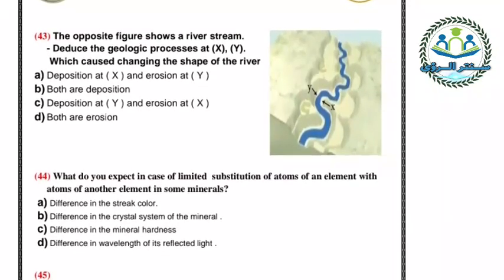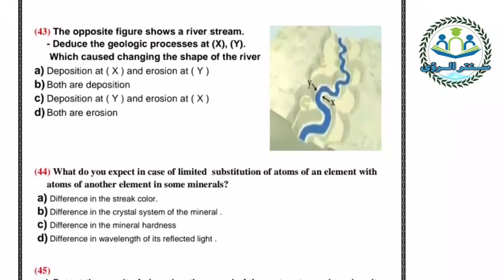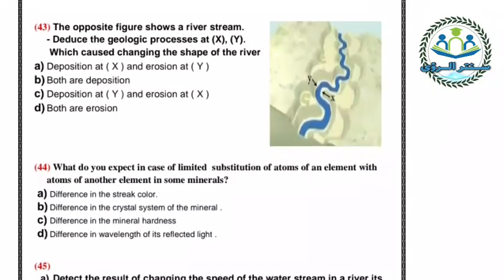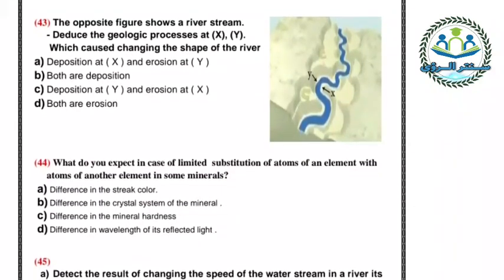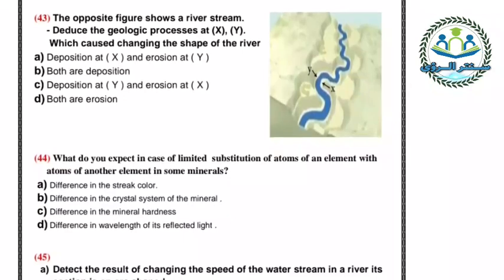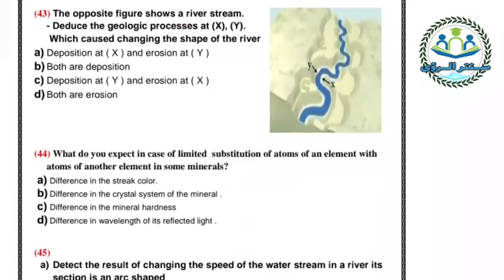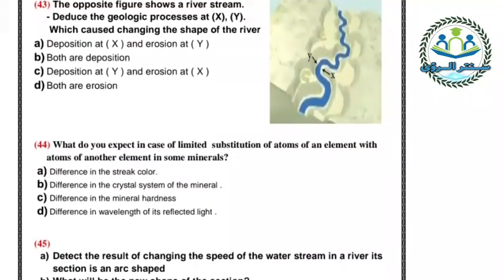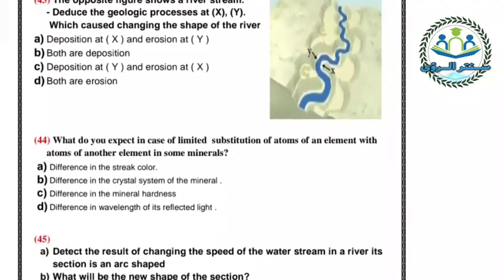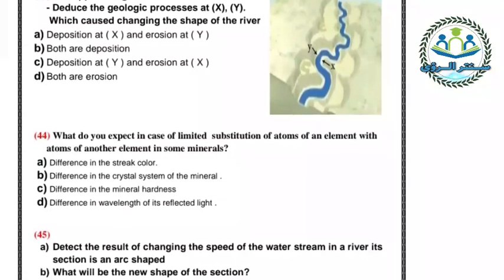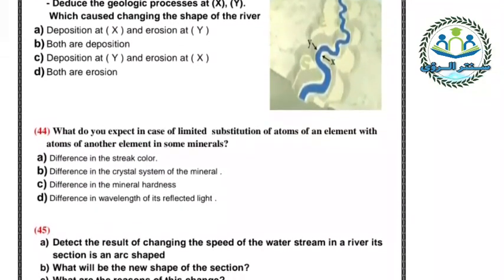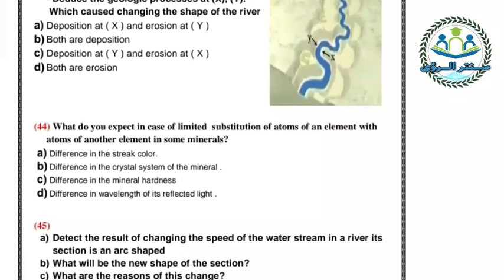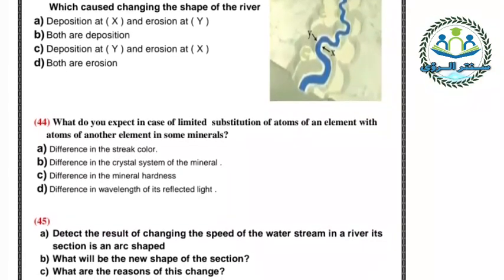44. What do you expect in case of limited substitution of atoms of an element with atoms of another element in some minerals? A. Difference in the streak color. B. Difference in the crystal system of the mineral. C. Difference in the mineral hardness. D. Difference in wavelength of its reflected light.